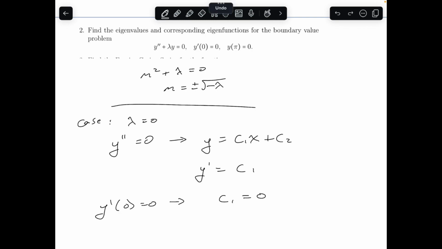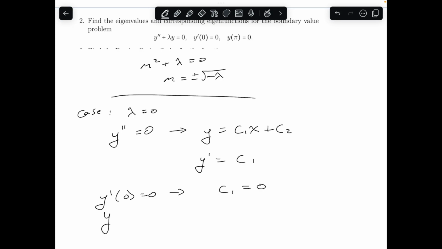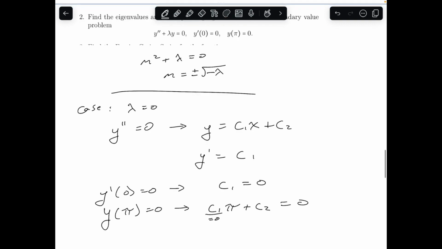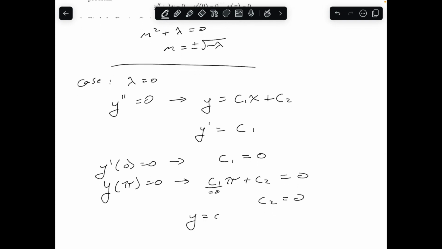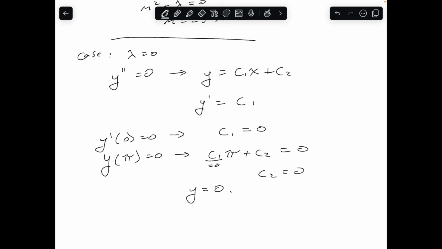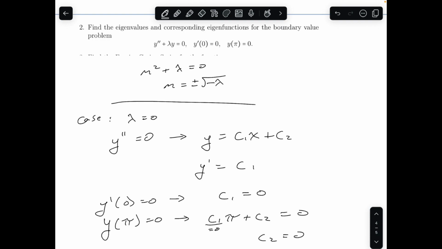It's equal to c1. The other condition is y of pi equals 0, and that tells us that c1 pi plus c2 equals 0. But c1 we know to be 0. And so this tells us that c2 is 0, and so y equals 0 is the only solution here, and our eigenfunctions are not allowed to be 0, and so there's no solutions other than the 0 solution, or the 0 function that satisfies the DE and the boundary conditions, right?